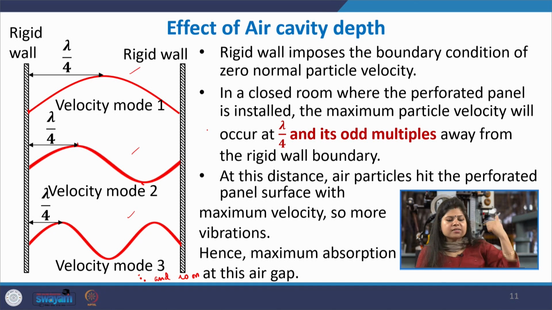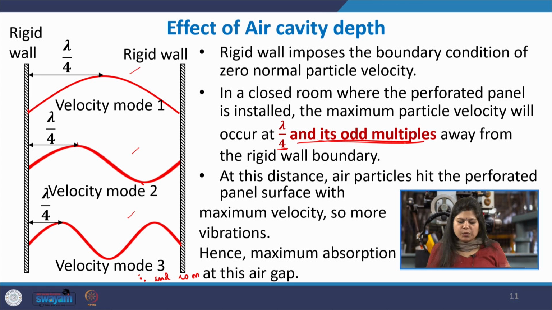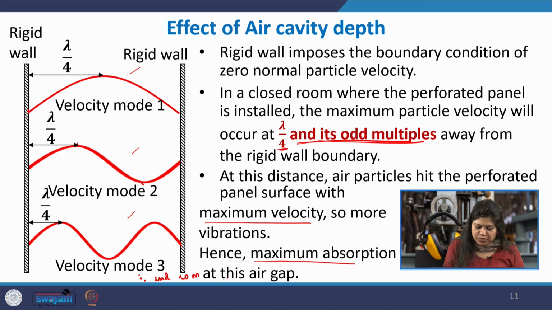So at the various crests and the troughs of the wave, you will observe the magnitude of the particle velocity is going to be the highest. So at lambda by 4 and its odd multiples, you will observe this phenomenon, and hence whenever the depth of the air cavity in a perforated panel is maintained either at lambda by 4 or at the odd multiples of lambda by 4, there you have the maximum velocity with which the incident sound waves' particles are hitting, and the entire phenomenon of resonance based energy losses gets amplified further and maximum absorption is obtained.